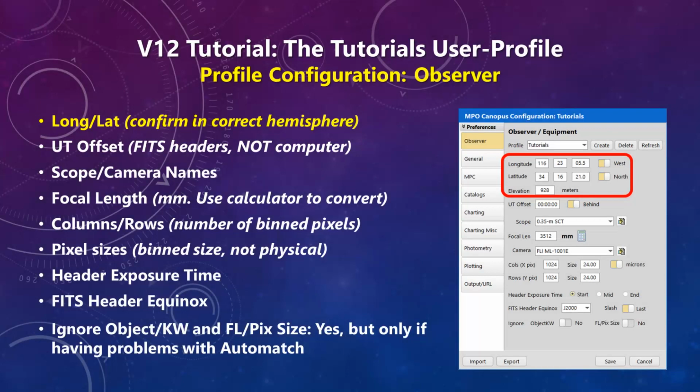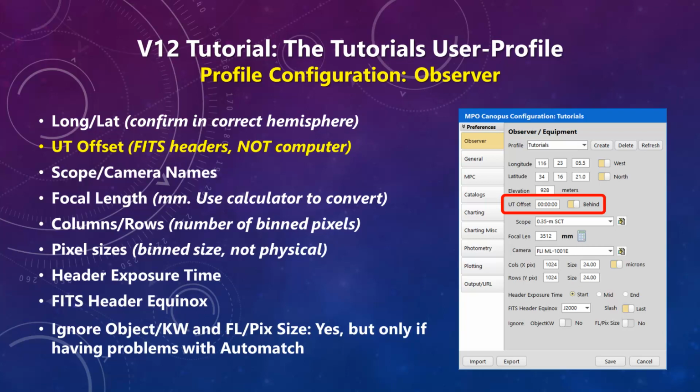The settings covered on the Observer tab are critical for auto-matching images and recording the correct date and time for each observation. The longitude and latitude are used to compute UT offsets where required, such as computing the air mass when applying transforms. The UT offset setting has confused many users in the past. This is not based on your computer's clock.